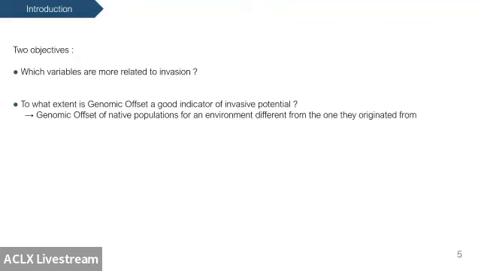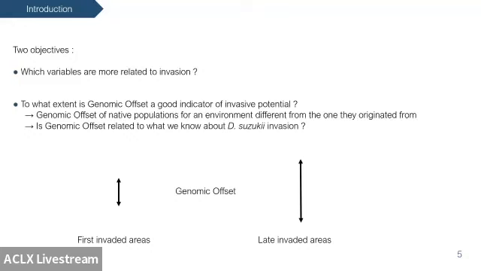And we also wanted to determine to what extent the genomic offset was a good indicator of invasive potential. So we first computed the genomic offset of native populations in an environment different from the one they originated from. And then we asked ourselves if the genomic offsets we computed were related to what we knew about Drosophila suzukii invasion. So we expected that first invaded areas would tend to have lower genomic offset than late invaded areas because populations would have adapted more easily to these first invaded areas.